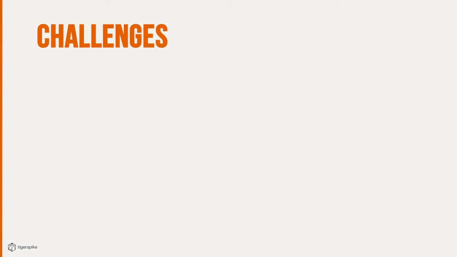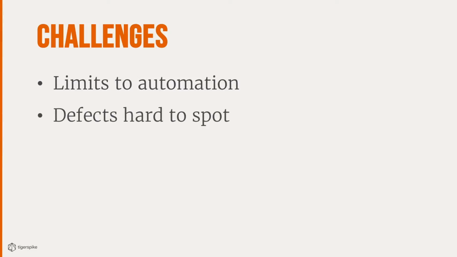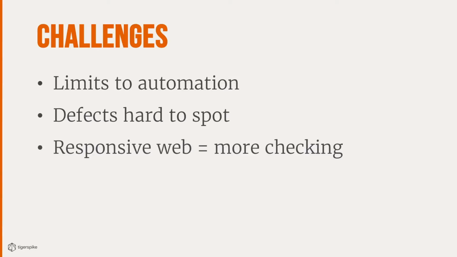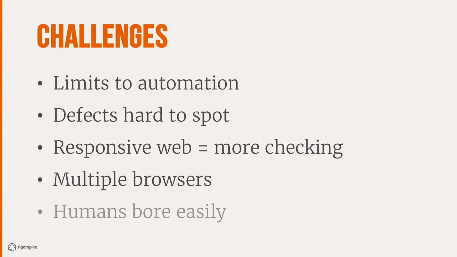The challenges we face, especially as we're now using automation rather than manual testing more and more, are that there are limits to that automation. Defects are hard to spot. Responsive web means even more checking. That particular website has two breakpoints and so three different resolutions. There are multiple browsers, and on apps there can be multiple different handsets, say on Android. And humans bore easily. They're not going to pay attention if they have to look at hundreds and hundreds of screens and check each of them.